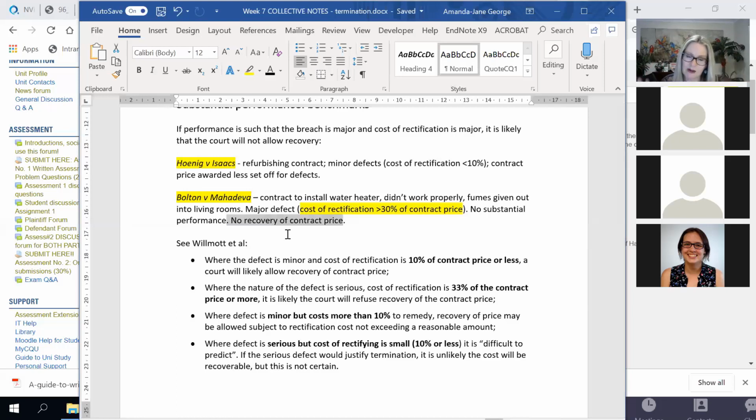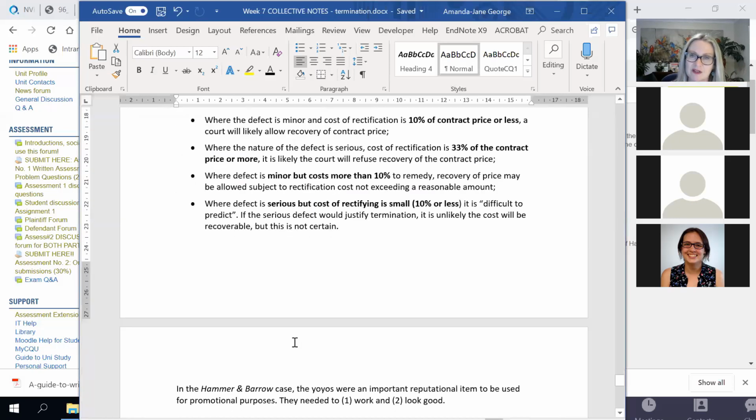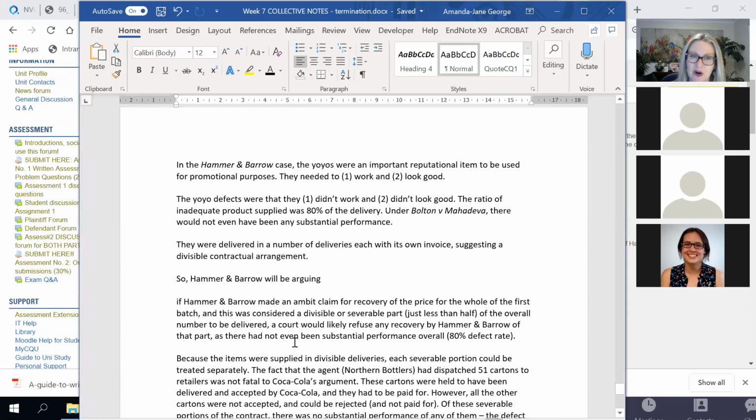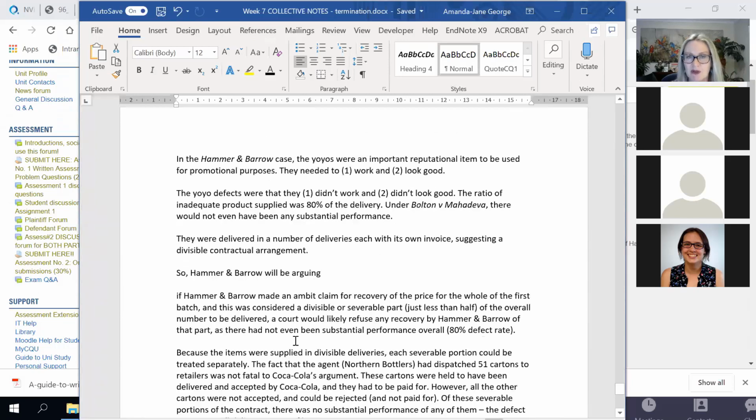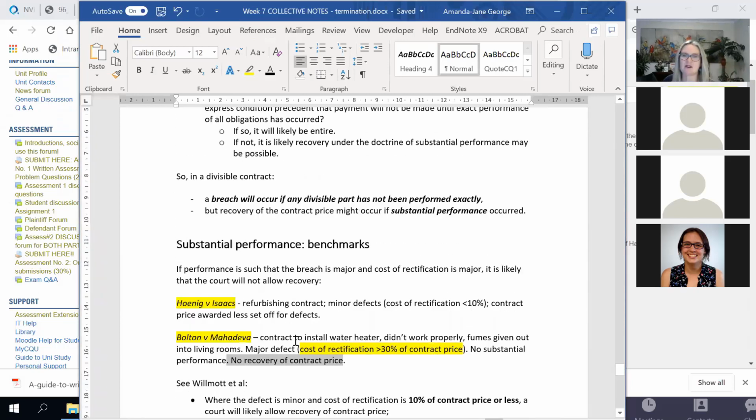So good bookend cases, one at one polar extreme, one at the other polar extreme. And it helps you work out where the benchmarks are. The Willmott text goes into the greater nuances of all of that. Have a read of the rest of my notes for this week if you like, but I would strongly suggest that you get to know those cases quite well and this doctrine quite well.